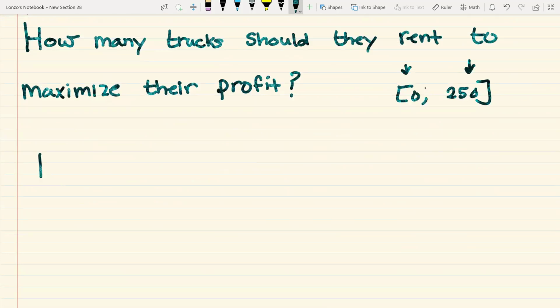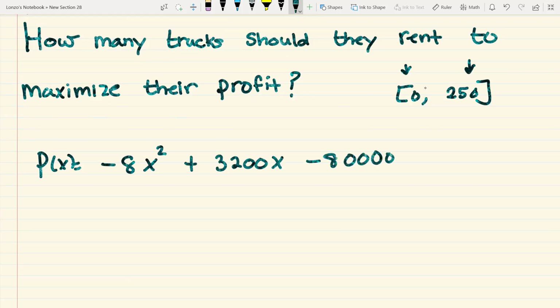So here's our profit function, right? And what we're going to do is take the first derivative and set it to 0. So that'll give us your x value. And then we've got to verify this is an actual maximum. So go ahead and find P prime.